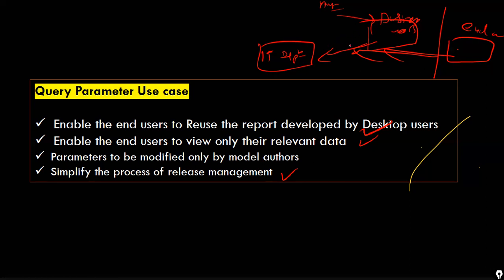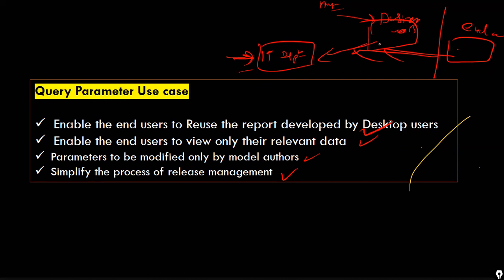And vice versa, right? So in that case, using query parameter, we can restrict the users to view only the relevant data. And once you create the parameter, this has to be modified only by the authors. Let's say IT department. You are the senior data analyst, and you are the one responsible for creating the data model, and you are the one responsible for creating the parameters, everything. There is a centralized control.